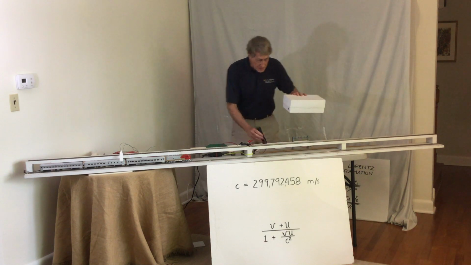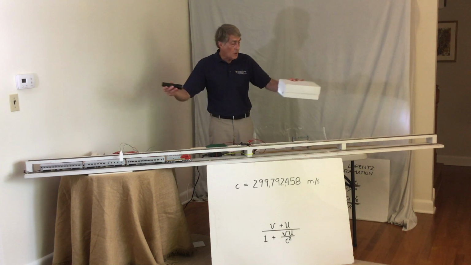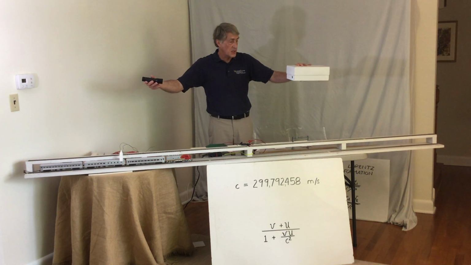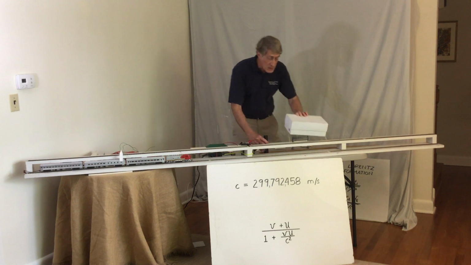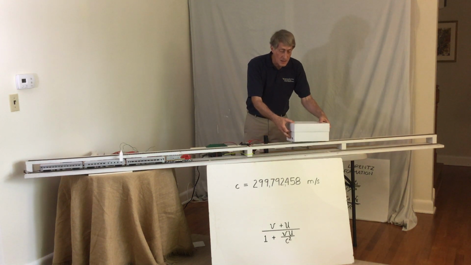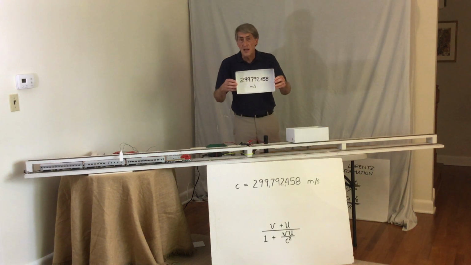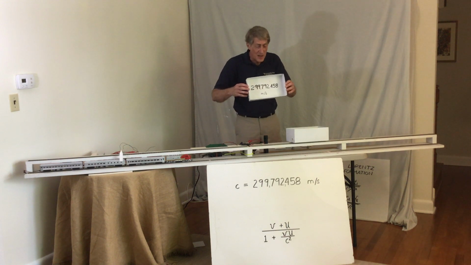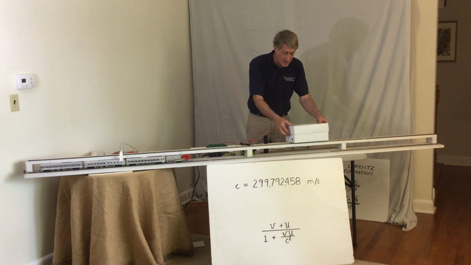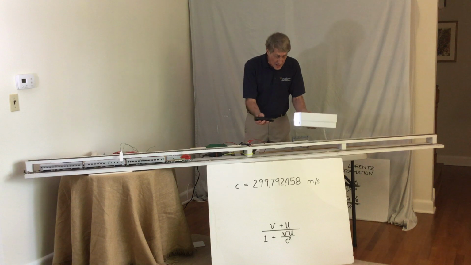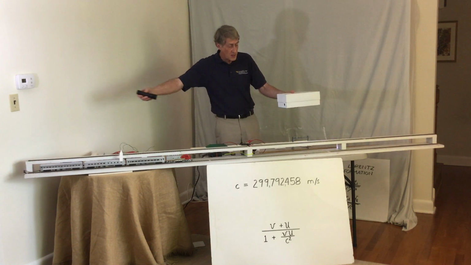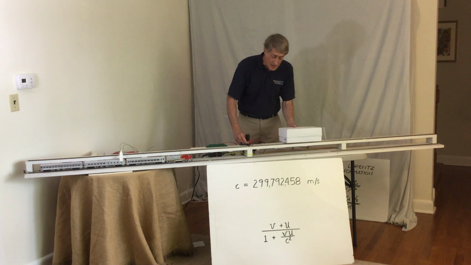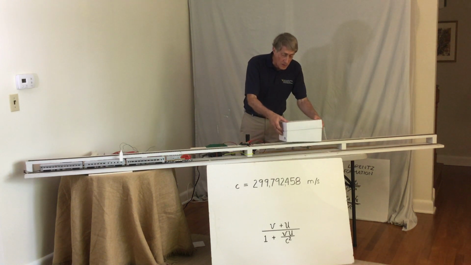Now we can try this again. We can have the box here stationary, and we can move the light in like so. And this box is measuring the speed, and the speed, well, again, is 299,792,458 meters per second. If we do this now, have the light close in, but move it away, like so, again, the same speed as before.